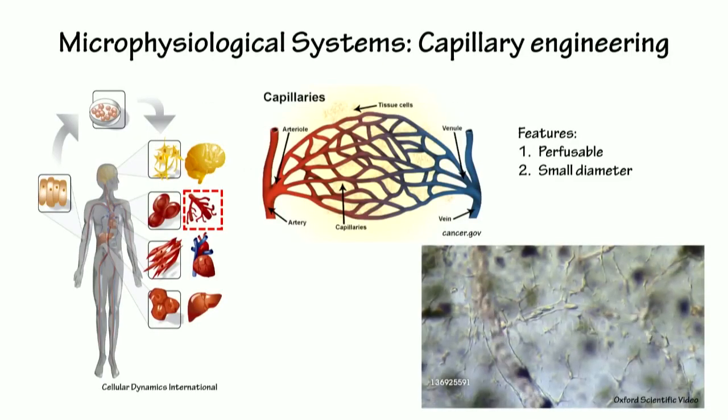In all tissues, we have a circulating system, as mentioned by previous speakers, where nutrients and cells are transported in the circulation system. Particularly, we are focusing on the capillary. Capillary has two features. One is they are perfusable, as you can see from this movie, that the blood can actually transport through the capillary. Another feature of the capillary is they have a very small diameter. In some cases, only single cells can pass through the capillary with morphology changes.